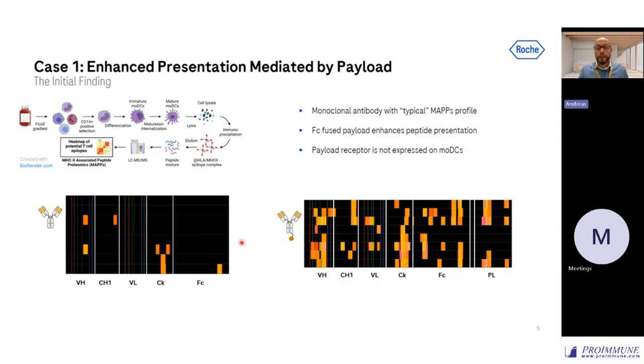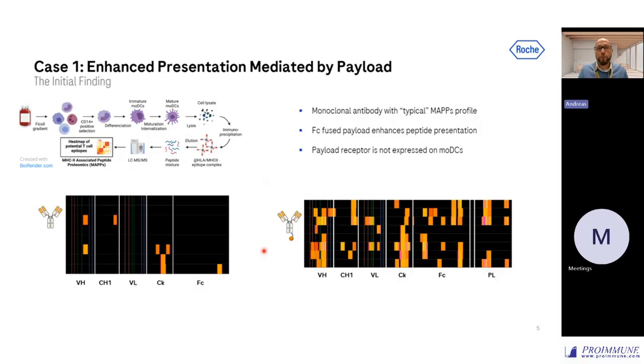In the same run, interestingly, we had the very same monoclonal antibody, but fused covalently to a biological payload, and we are pretty sure there are no receptors on dendritic cells that would recognize this payload. However, the effect was quite impressive. Suddenly the heat map is glowing up compared to the parental antibody. We see new clusters appearing, and you can also appreciate that the intensity of the colors gets higher.